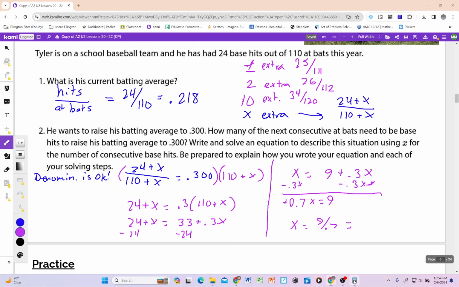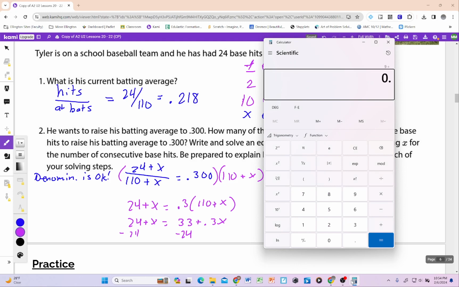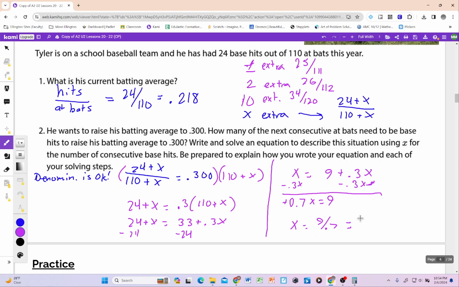This one, no, can't do in my head. So 9 divided by 0.7 is about 12.86. Actually, I totally did that in my head in class. Don't ask me how, but I did. Now, can we have 0.86 of a hit? No. And we know that 12 is not going to cut it because his batting average keeps going up the more hits he gets. So 12 won't be enough. We're going to go up to 13.